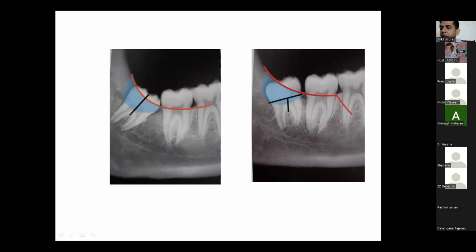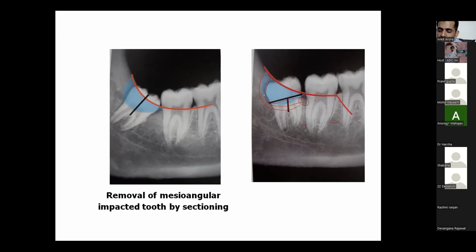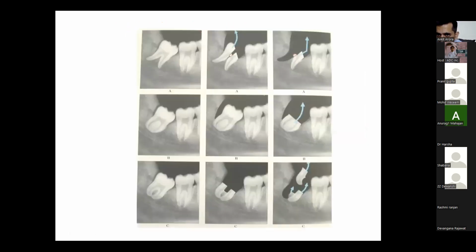And this is the distoangular impaction. You can see the distance between the 7 and 8 here; it is a distoangular impaction. You elevate the tooth and divide the bone completely from the distobuccal margin of the 7 to the distolingual margin of the 8. After that, when you try to pluck it out and it doesn't come out, then you need to section it like this and like this. So these are the maneuvers and techniques for sectioning mesioangular and distoangular teeth.